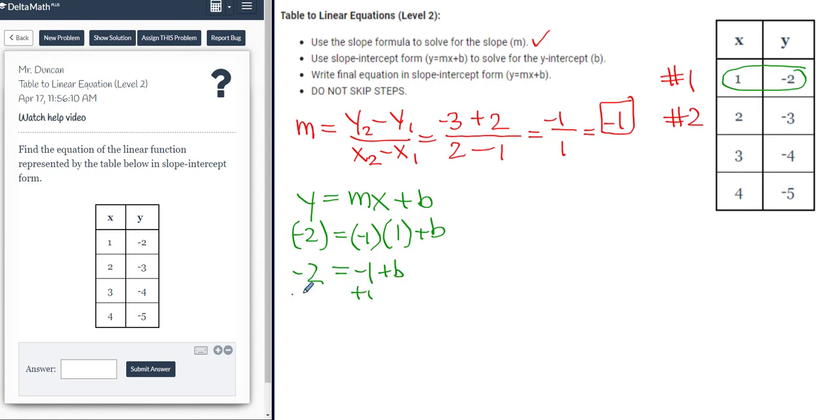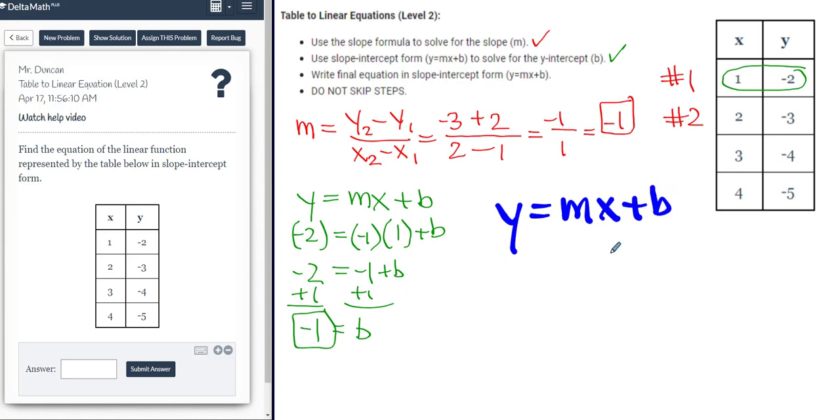We'll add 1 on each side. And negative 2 plus 1 is negative 1. So we find out our b value is negative 1. We have our m and our b. Let's cross that off, and let's go now to blue. We want to write the final equation in slope-intercept form. So we have y equals mx plus b.